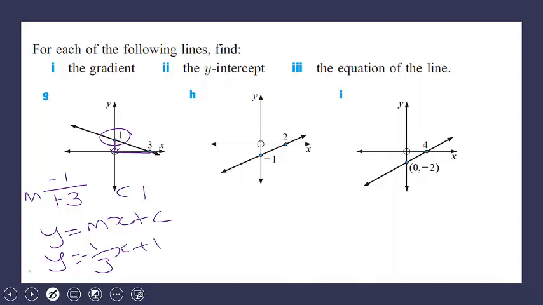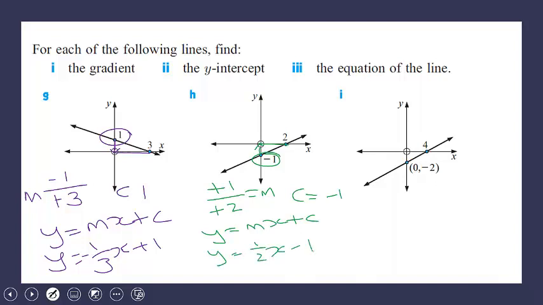Question 8. To get from minus 1 to 0, it is plus 1. To get from 0 to 2, it is plus 2. So m equals a half. C equals minus 1. Y equals mx plus c. Y equals 1 over 2x minus 1.